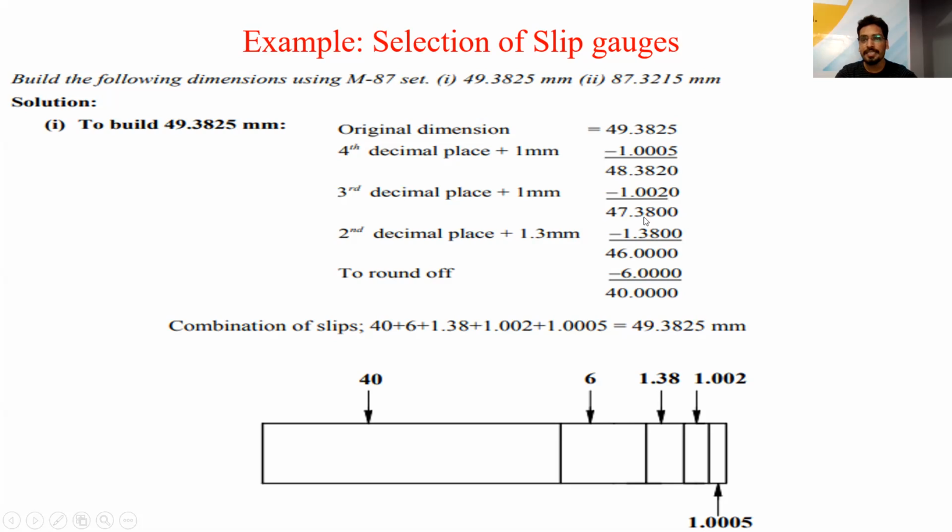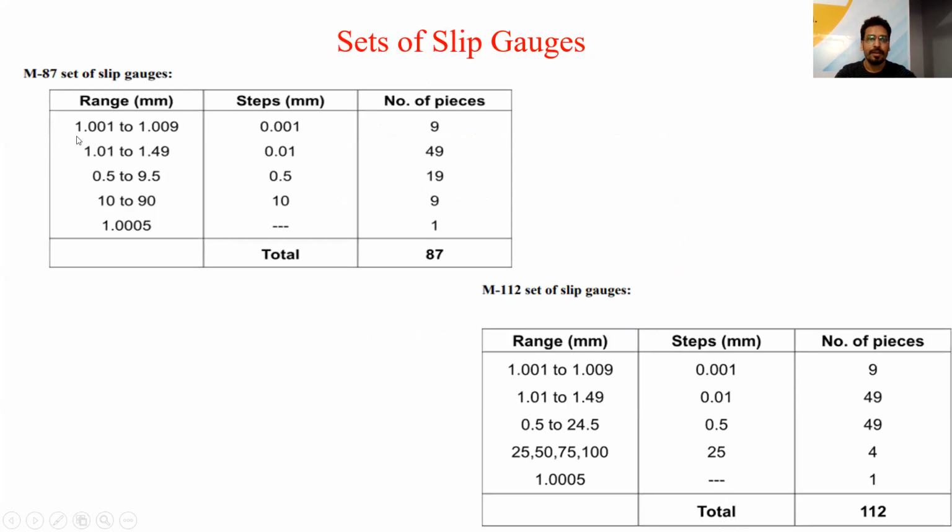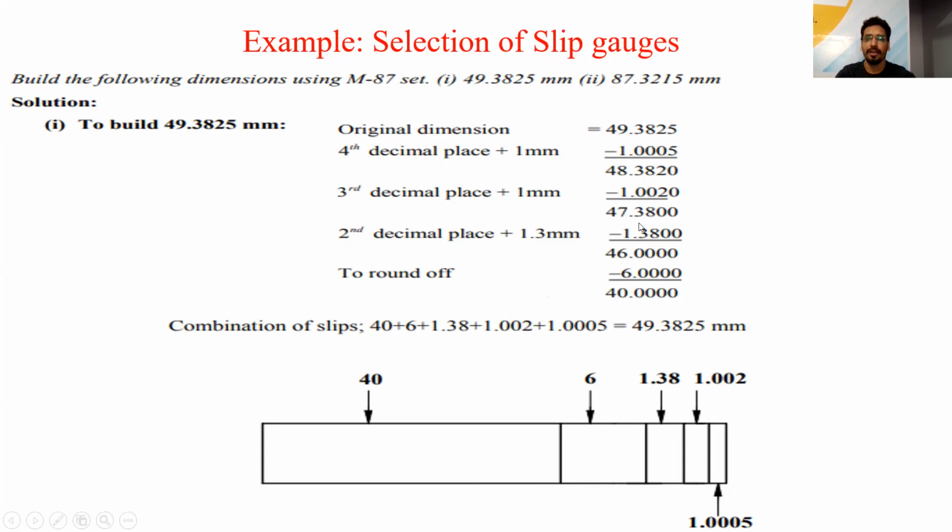Now you can easily see that I have already told you that for more accuracy, we have to use the minimum number of slip gauges. So I could also use 1.08 here, but we have the value of 1.38 according to M87. You can see from this range, we have the slip gauge of 1.38. So we directly use 1.38 here. We subtract 1.38 from this dimension, 47.38. So we will get 46 mm.